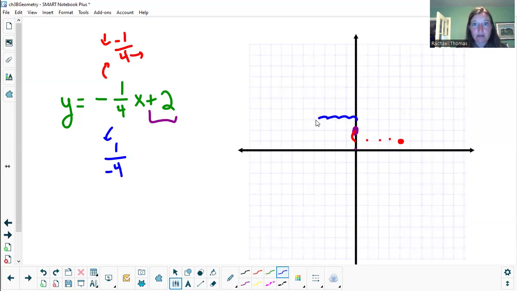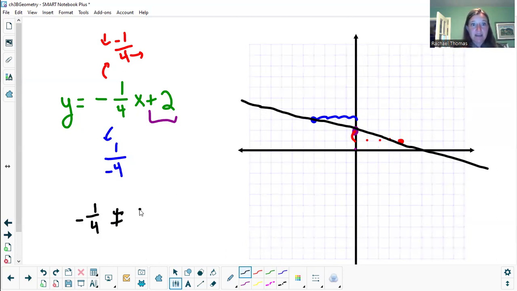1, 2, 3, 4. Notice how all 3 of these points lie on the same line. Both of those strategies effectively got me the right shape of my line. What you can't do: negative 1/4 is not negative 1 over negative 4. You can't go left and down, because that would actually produce an uphill line.